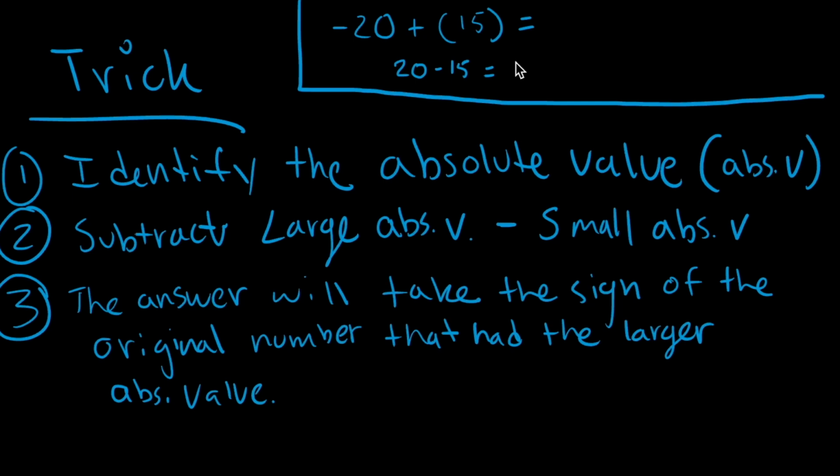That gives you 5. And then the last one is the answer will take the sign of the original number that had the larger absolute value. So the 20 is the larger absolute value, and the original number is negative 20. So you take that negative sign from the negative 20 and give it to the 5. So the answer is negative 5. Easy. And there you go.